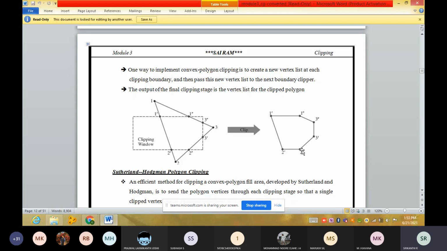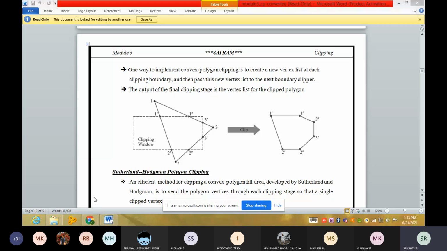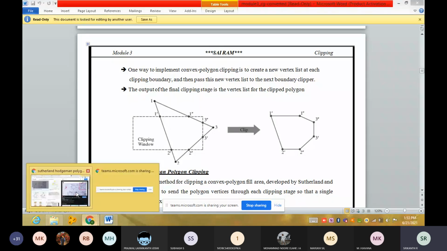Here also we are going to do left clipping, right clipping, top clipping and bottom clipping. Guys, did you understand why we need polygon clipping? Reply if you have understood why we need polygon clipping first of all. What is the purpose of clipping the polygon? Reply.